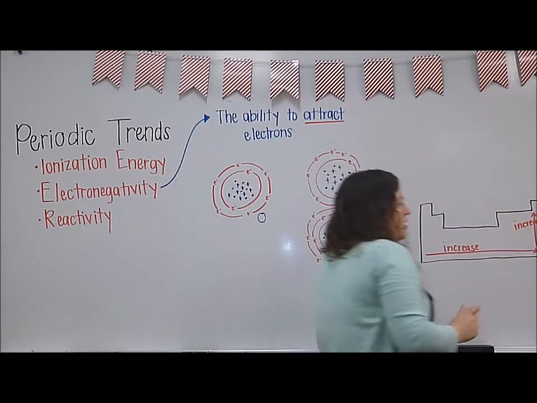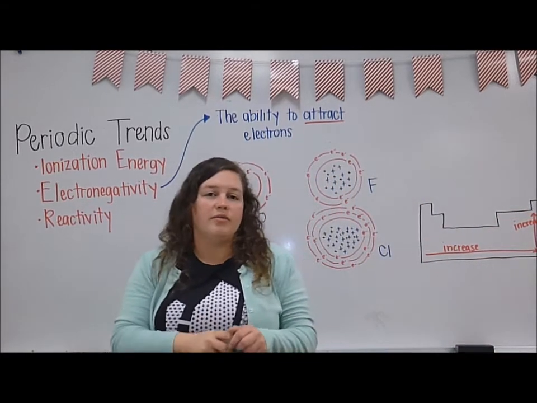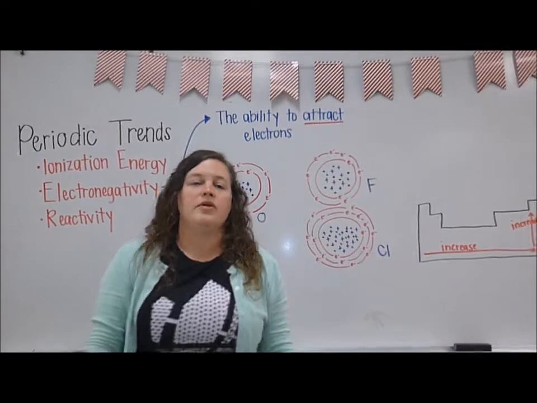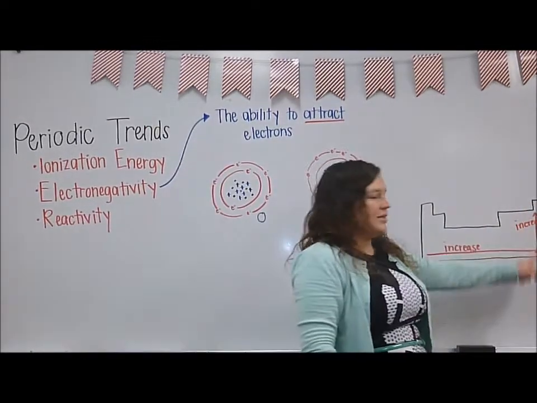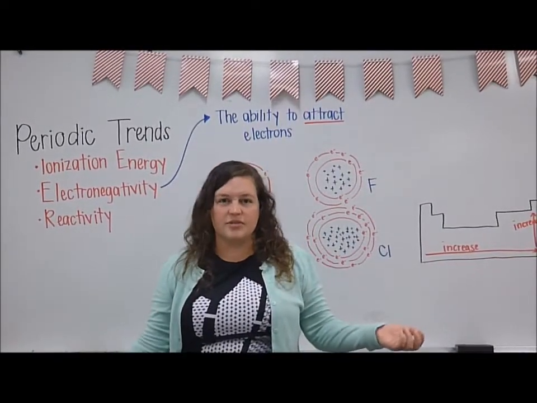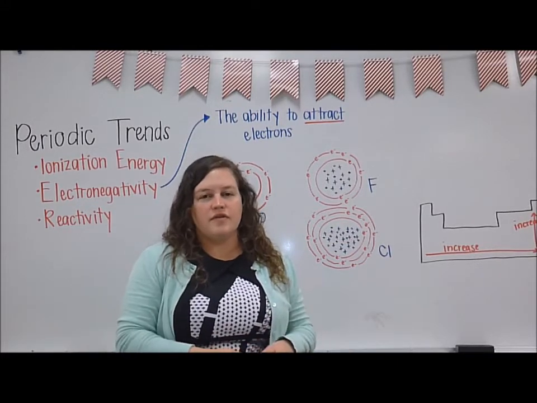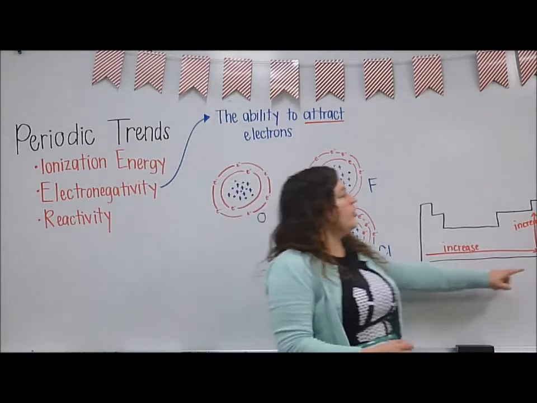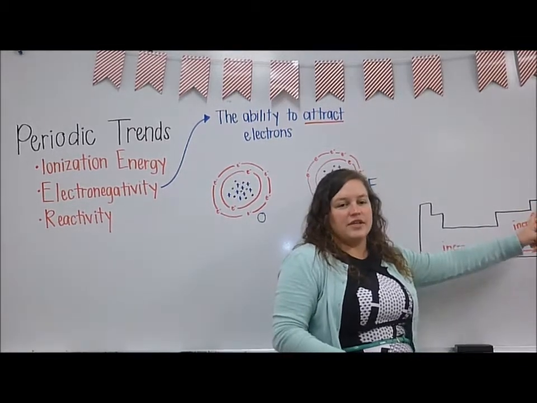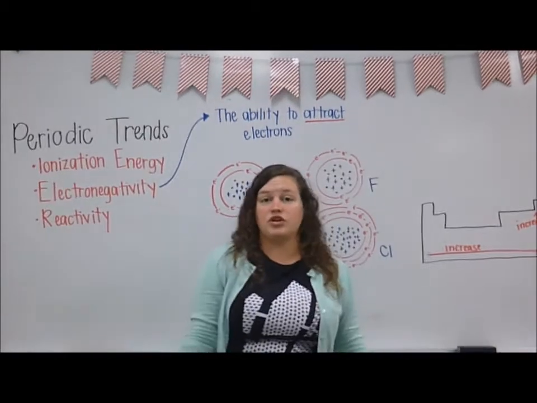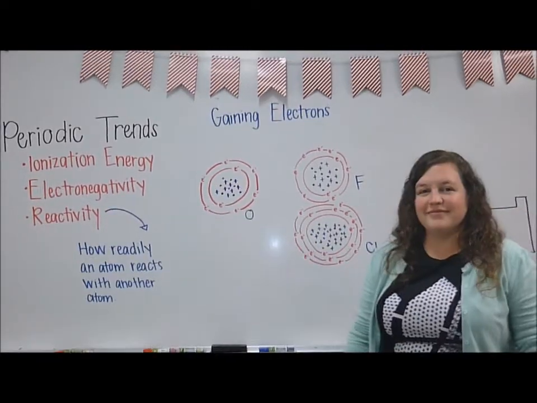Making fluorine right here our most electronegative element on any periodic table. Keep in mind that our noble gases don't attract electrons to themselves because they're already satisfied, so they don't need another electron to fulfill their octet. So our noble gases don't have an electronegativity, so they'll be left off your electronegativity chart when we get there.